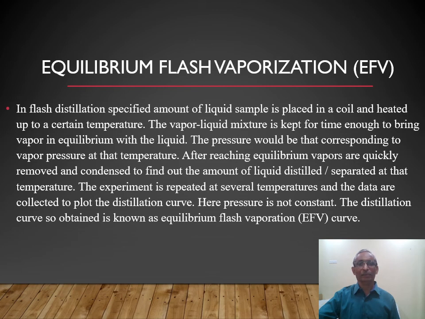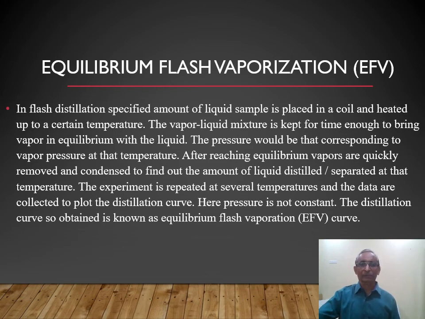In flash distillation, a specified amount of liquid sample is placed in a coil. This is important. A specified amount of liquid sample is placed in a coil and heated up to a certain temperature. The vapor liquid mixture is kept for enough time to bring the vapor into equilibrium with the liquid. The pressure would be that corresponding to the vapor pressure at that temperature. After reaching equilibrium, vapors are quickly removed and condensed to find out the amount of liquid distilled, separated at that temperature.